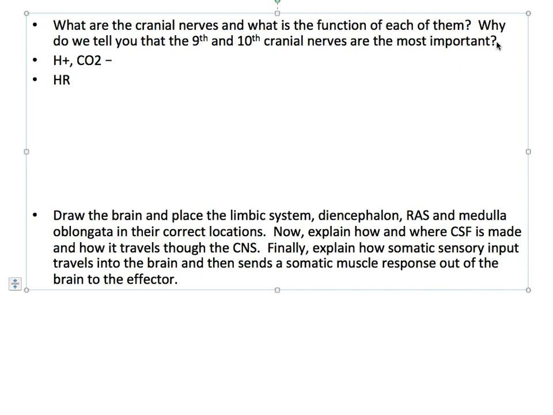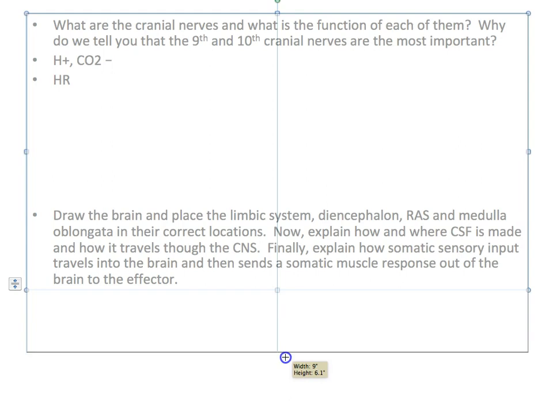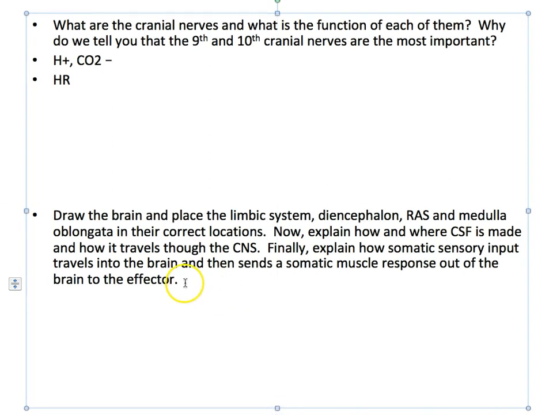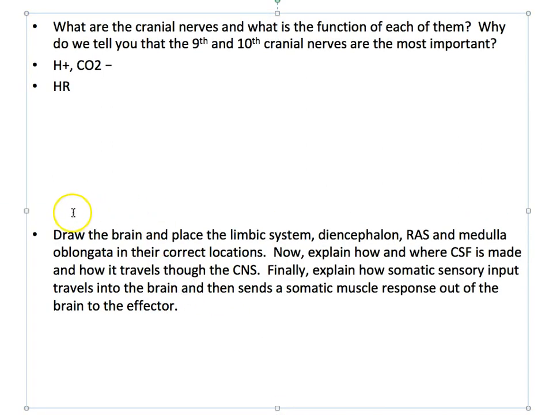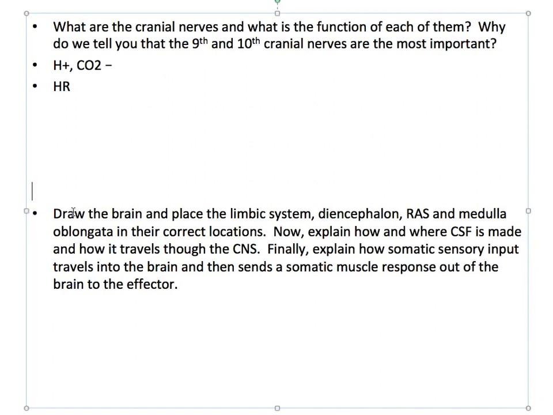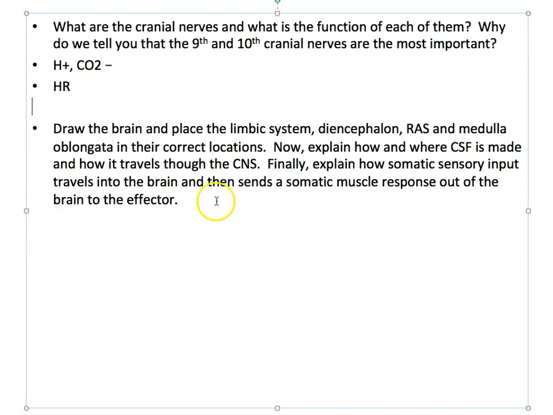The next part to our question here in our review is actually multi-pieced. So I'm going to move this down here so I've got some room to draw for you. Let's see if we can create some space here. The question: draw the brain and place the limbic system, diencephalon, RAS, and medulla oblongata in their correct locations. You could think about this a couple different ways. Last night this wasn't working so well, so let's see how we're doing today.